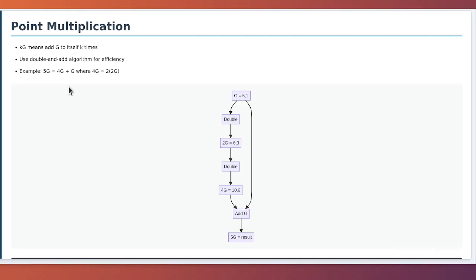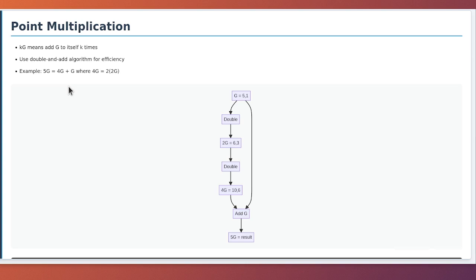Point doubling is the process of adding a point to itself. To calculate P plus P, which is written as 2P, we draw a tangent line to the curve at point P. This tangent line touches the curve at P and intersects it at one other point. We then reflect that intersection across the x-axis to obtain 2P. Point doubling is crucial because it enables efficient point multiplication.